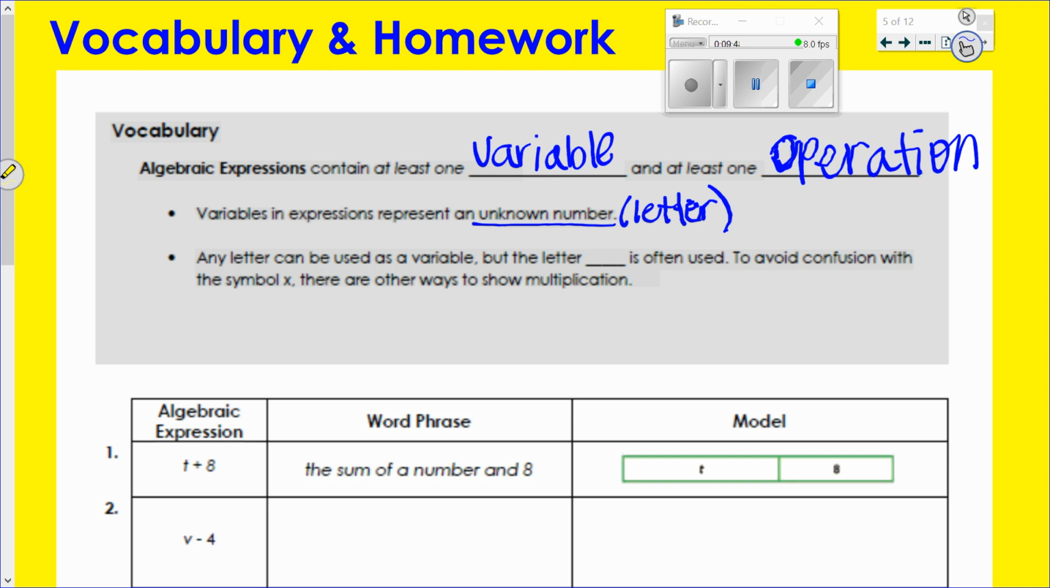Now, if you're really paying attention, you'll notice that we didn't model a division expression. We're about to do that. But before we do that, I want to touch base really quickly on multiplication. Any letter can be used to represent a variable, but the most frequently used letter, guys, is typically X. Does anybody think they know why?